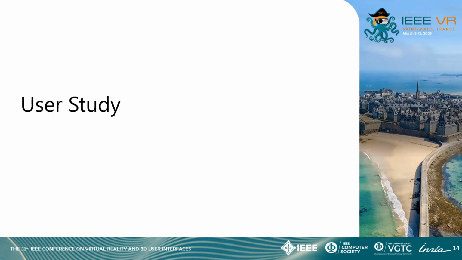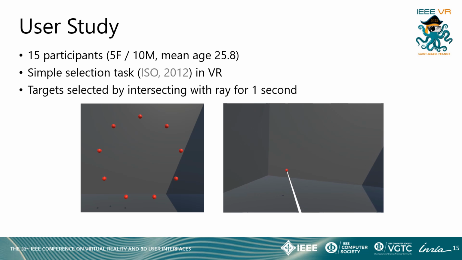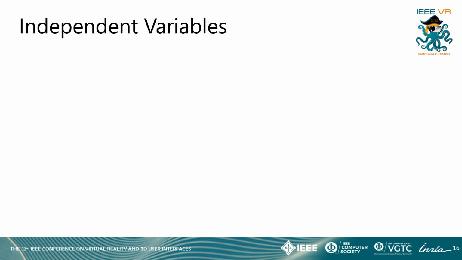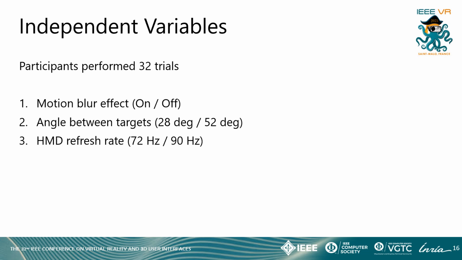We designed a user study to test whether motion artifacts are perceived and how motion blur affects the visual quality during pointing. 15 people took part in the experiment. During each trial, they completed a simple selection task. 9 targets appeared in sequence, positioned on a circle. The participant had to select the visible target by intersecting it with the ray for 1 second. In our within-subject study design, participants completed a total of 32 trials, performing selection tasks with the motion blur effect on and off, different angles between targets, and with different HMD refresh rates.